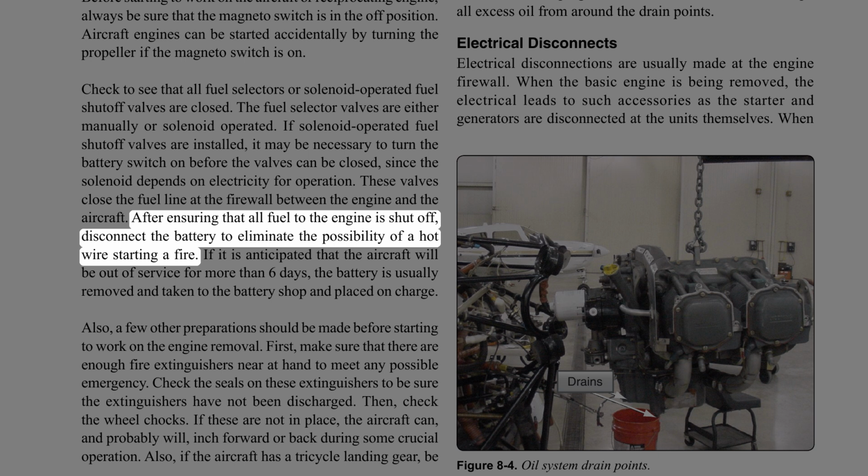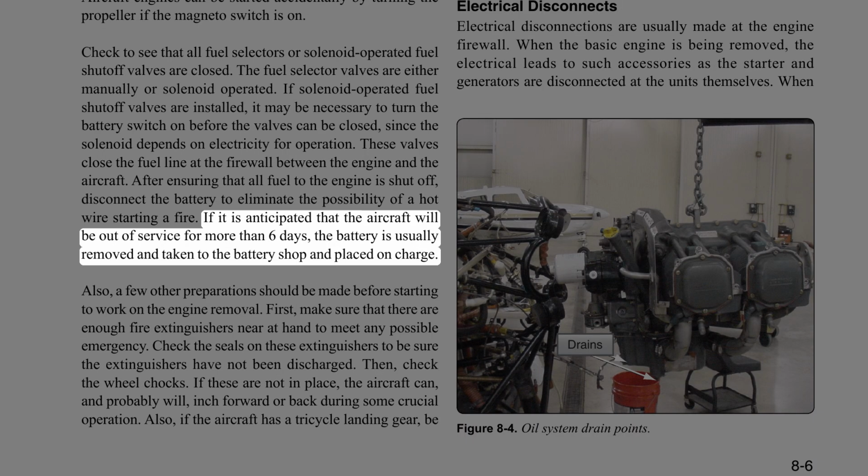After ensuring that all fuel to the engine is shut off, disconnect the battery to eliminate the possibility of a hot wire starting a fire. If it is anticipated that the aircraft will be out of service for more than 6 days, the battery is usually removed and taken to the battery shop and placed on charge.